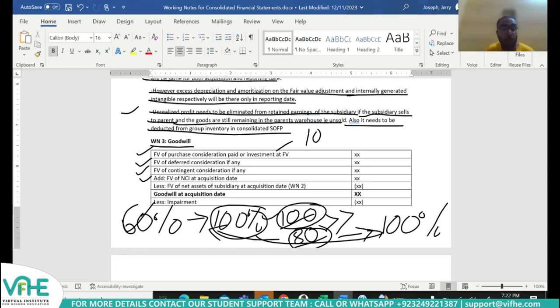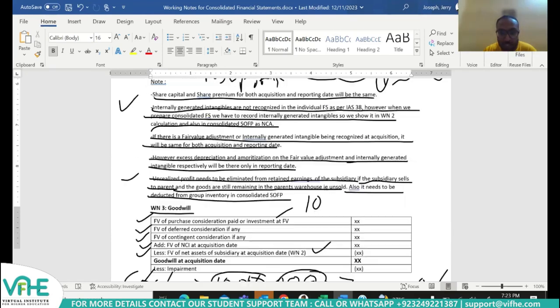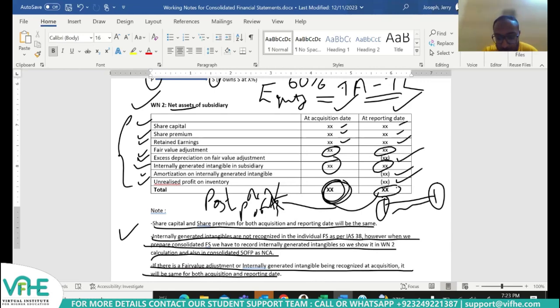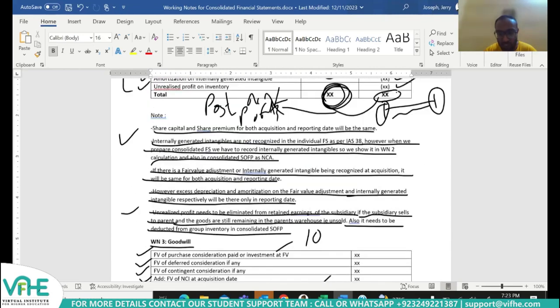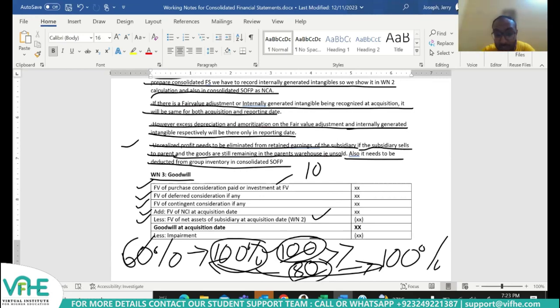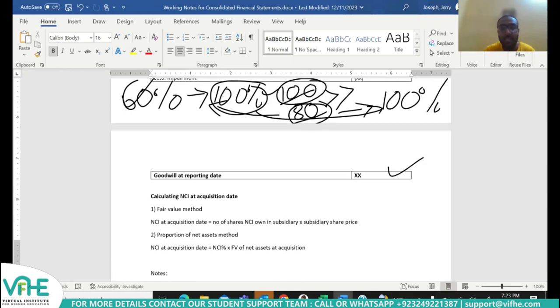Then we deduct the fair value of net assets of subsidiary at acquisition. Where do I get this? From working note number 2, which is this value, the total value at acquisition date. When I deduct it, I will get goodwill at acquisition date. Then definitely goodwill will be impaired at a point of time. If there is an impairment, we deduct that. And then we get goodwill at reporting date. Okay, I hope that makes sense for you.